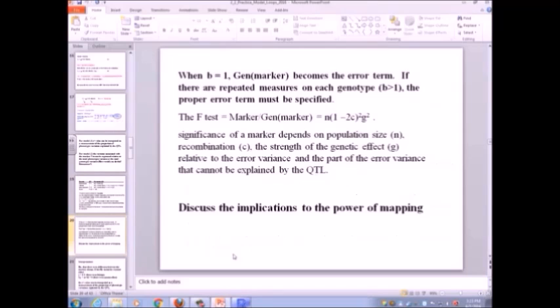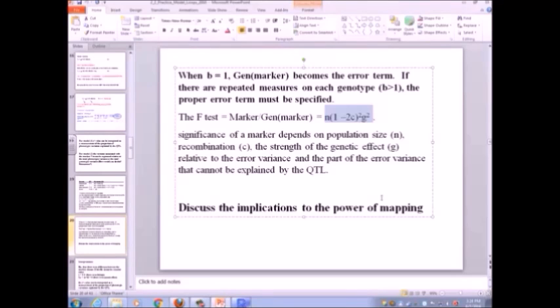So here's the implications. If we do the f-test, we isolate this term. That's what the f-test is for a marker trait association. So the f-test is related to the population size, the recombination distance of the marker from the trait, and the genetic effect, the strength of the genetic effect. Now, as an experimentalist, what can I control in this equation?